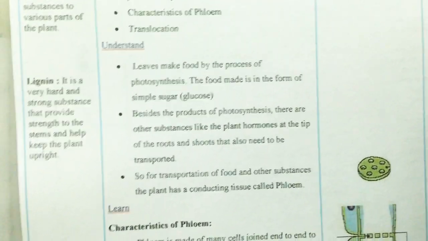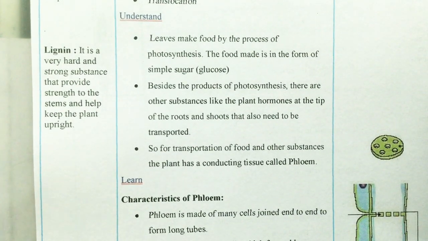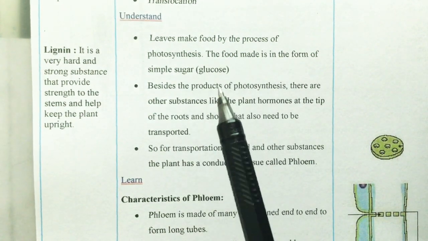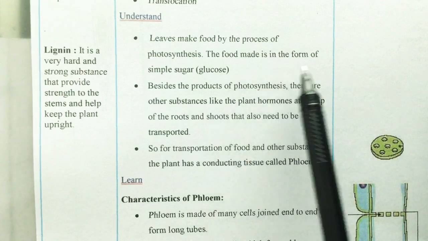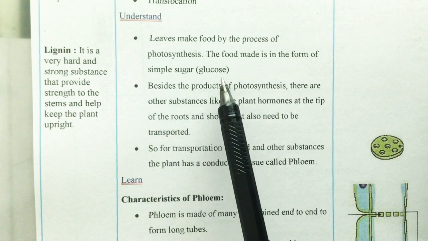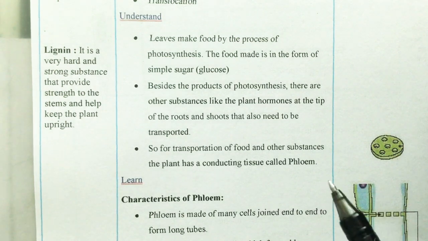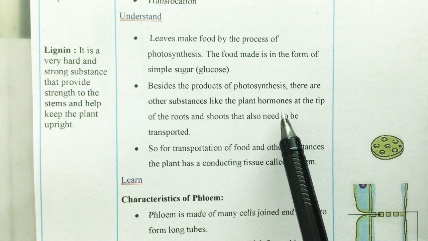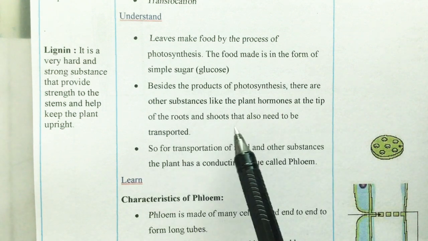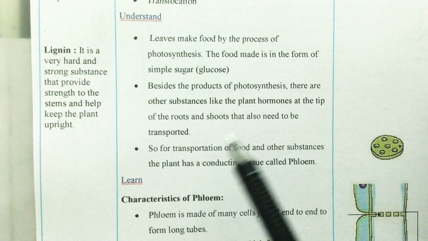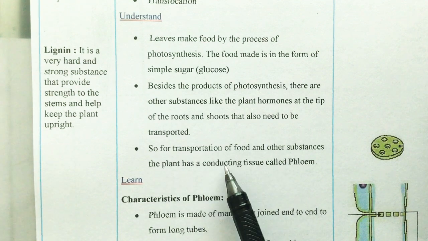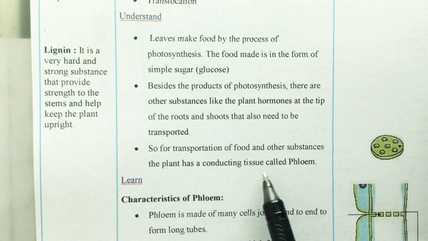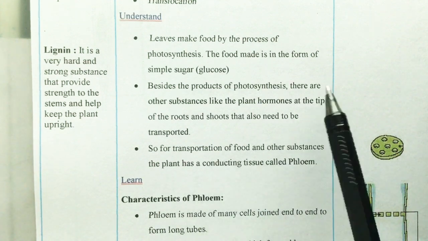Now, under this concept, what you have to understand is that leaves make their own food by the process of photosynthesis. We have learnt this earlier. The food made is in the form of simple sugar, or what we call glucose. Now, besides the products of photosynthesis, there are other substances like the plant hormones formed at the tip of the roots and shoots that also need to be transported within the plant body. So, for transportation of food and other substances, the plant has a conducting tissue called phloem. This should be your understanding.